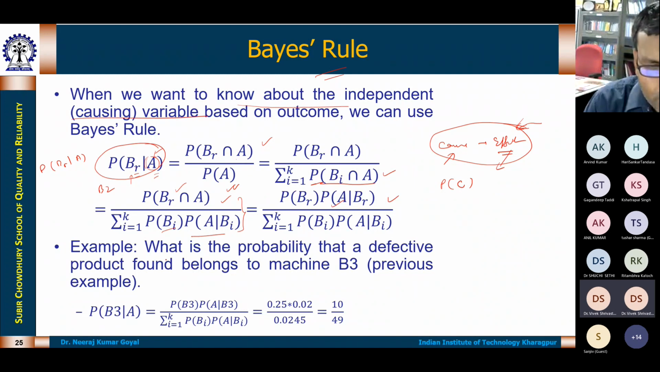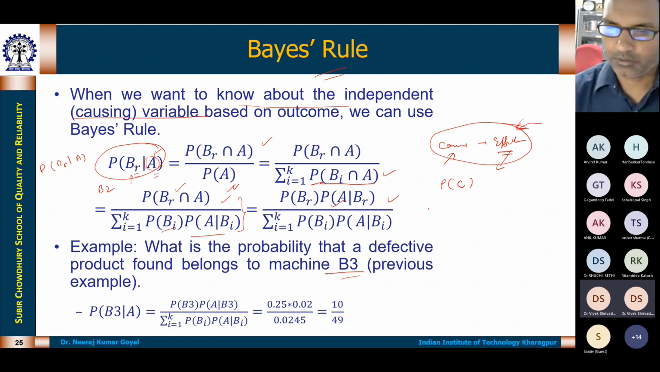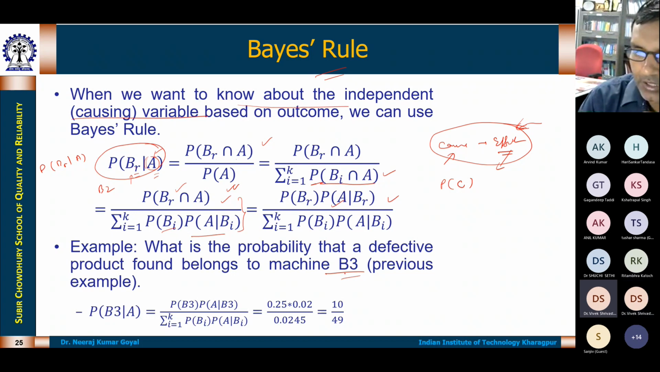So, for an example, if we take the previous example, I want to know the probability that if I'm finding a defect from the population, it will be coming from machine B3. The same thing can be done if you have multiple suppliers: what is the probability that you are getting a product from a certain supplier. So the probability of B3 given A is the probability of B3 multiplied by the probability of A given B3, divided by the summation of this.